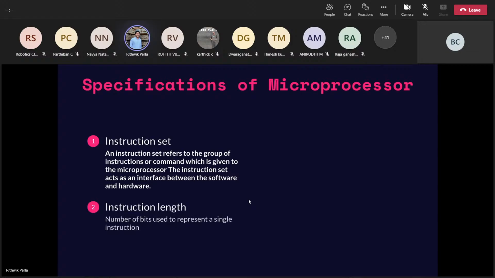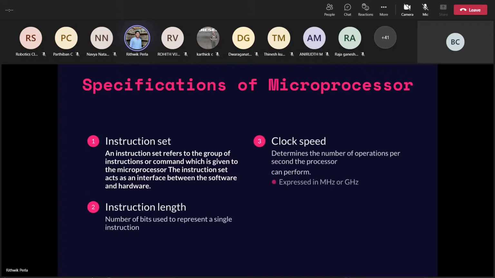Now the next thing is instruction length. Anyone knows how much int size is, float size, like that. Even the instruction will have a certain amount of size in which it will require to store. So few instructions, like complex instructions, require more storage space. Few will require very little. So depending on that also, a microprocessor is designed.